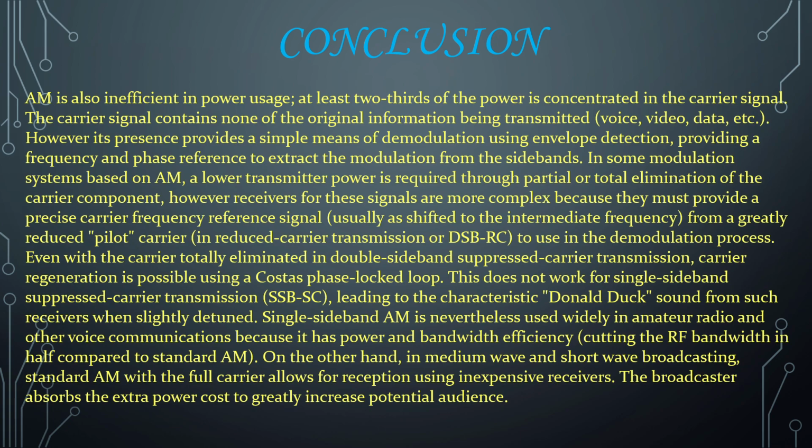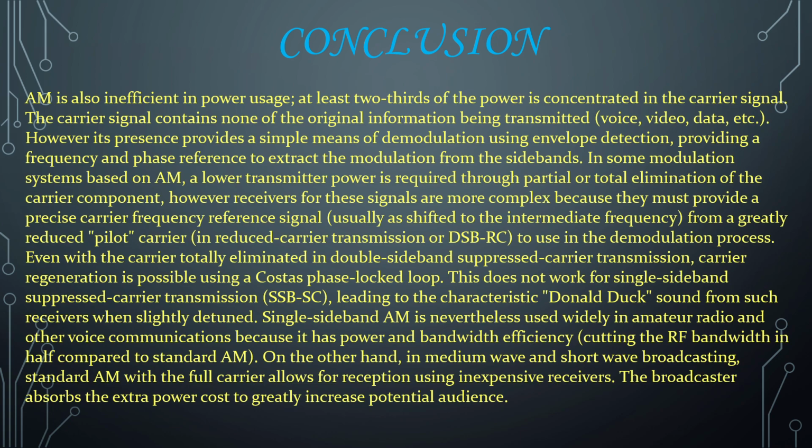In some modulation systems based on AM, a lower transmitted power is required through partial or total elimination of the carrier component. However, receivers for these signals are more complex because they must provide a precise carrier frequency reference signal, usually shifted to the intermediate frequency, from a greatly reduced pilot carrier in reduced carrier transmission or DSB-RC, used in the demodulation process. Even with the carrier totally eliminated in double sideband suppressed carrier transmission, carrier regeneration is possible using a Costas phase locked loop.